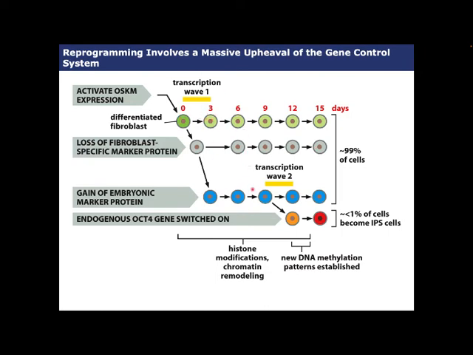However, there is a very big barrier to turning on the endogenous pluripotency genes. So transcription wave 2 is related to turning on the endogenous promoters of the pluripotent genes, and only 1% of cells become genuine induced pluripotent stem cells by overcoming the barriers between transcription wave 1 and transcription wave 2. Histone modification and chromatin remodeling happen much faster than other steps, and the new DNA methylation patterns are established after the histone modifications.